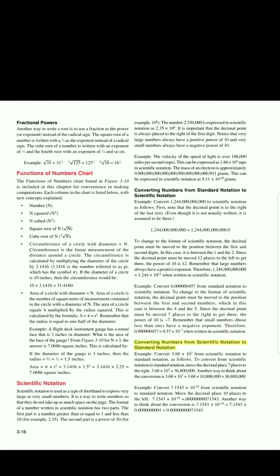Converting numbers from scientific notation to standard notation. Example. Convert 3.68 times 10^7 from scientific notation to standard notation, as follows. To convert from scientific notation to standard notation, move the decimal place 7 places to the right. 3.68 times 10^7 equals 36,800,000. Another way to think about the conversion is 3.68 times 10^7 equals 3.68 times 10 million equals 36,800,000.